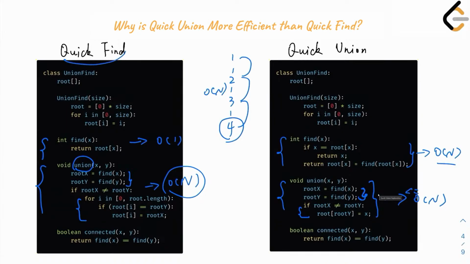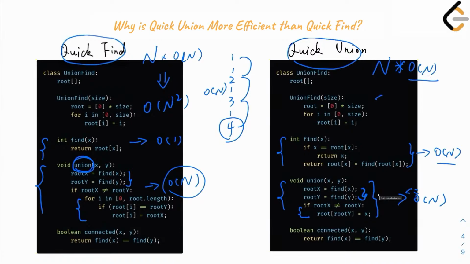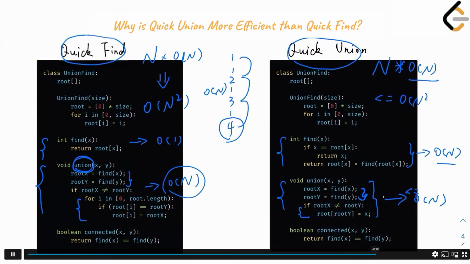For the quick find function, if we want to connect n elements, what will be the complexity? Since each union operation calls the find method, each union will take O of n time, so its overall time complexity must be O of n squared. But for quick union, to connect n elements, the worst case runtime for each union is O of n. So overall, the time complexity is less than O of n squared. So this is why quick union is more efficient than quick find, because only in the worst case is it O of n.